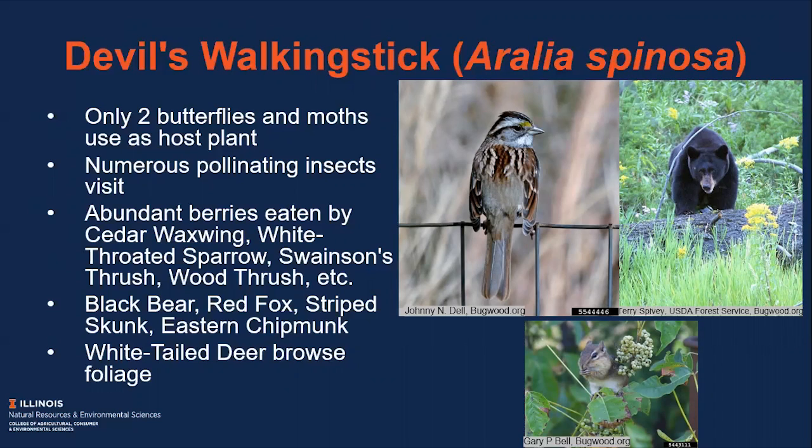We have the white-throated sparrow pictured here on the top left. And then I threw in a couple of mammals here. In the right spot, you might actually get the black bear or eastern chipmunk making use of the devil's walking stick. And then white-tailed deer will also browse the foliage.